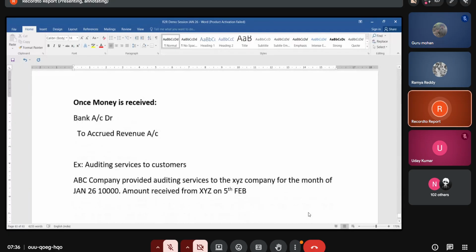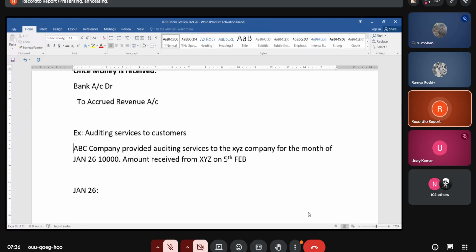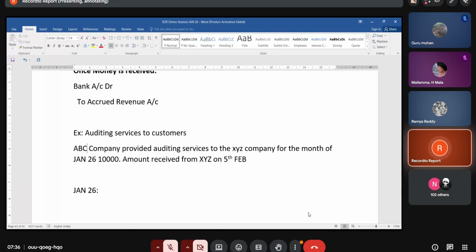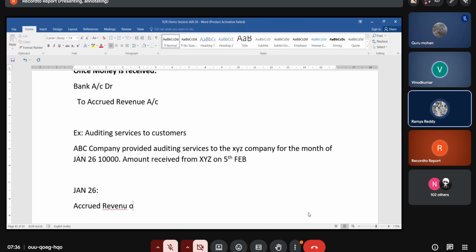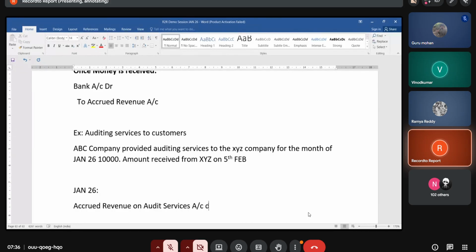So every month we are providing the services. For the current month, they will pay in the next month. Okay. So in the month of Jan 26, what entry do we need to record? Auditing services to a customer. My company is an auditing company. Is it a revenue to me or income to me, guys? Revenue. It's a revenue because my company's nature is auditing. So what is the entry to be recorded here? Accrued revenue account debit to revenue on audit services account.